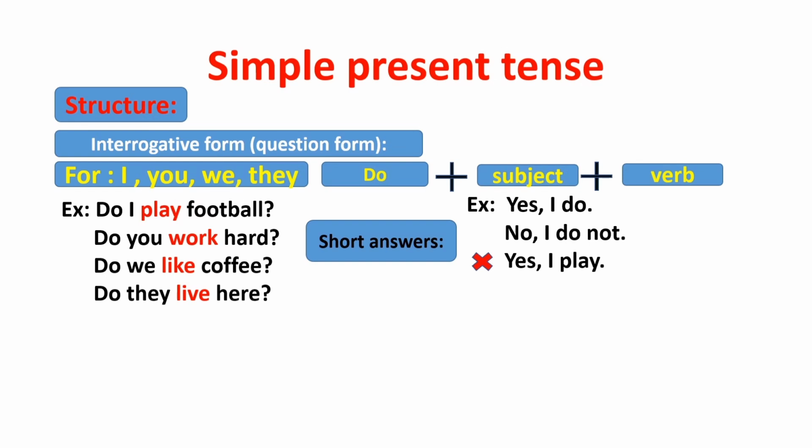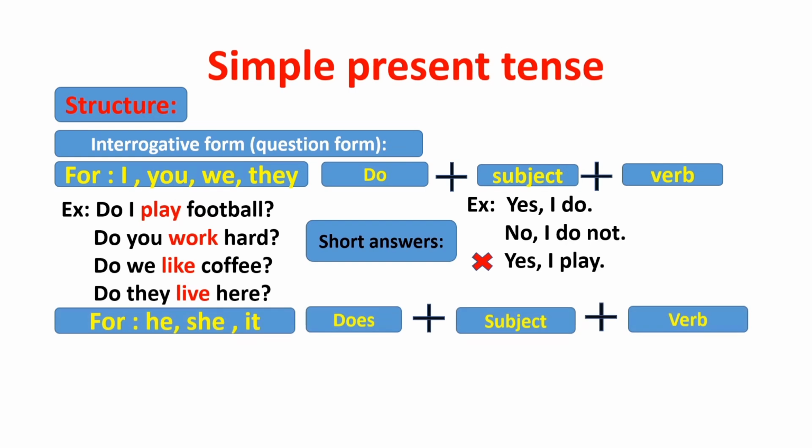Some people usually take it wrong, because it's a common mistake among English speakers as a second language. Yes, I play is the wrong one, because the question is with do and you have to answer the short question, or yes-no question, with do. Yes, I do, or no, I do not.